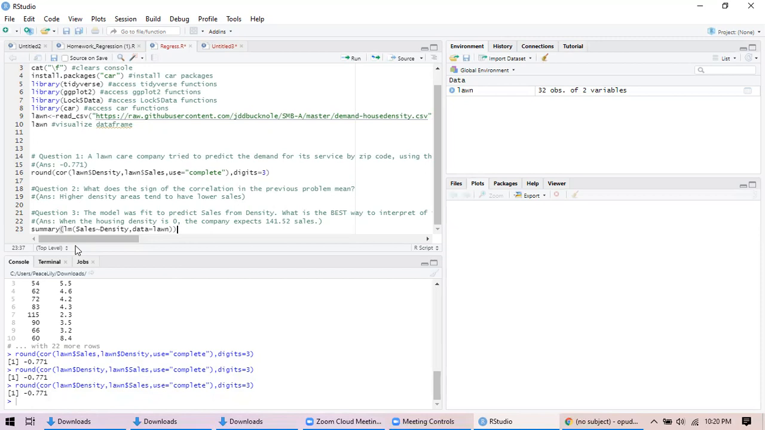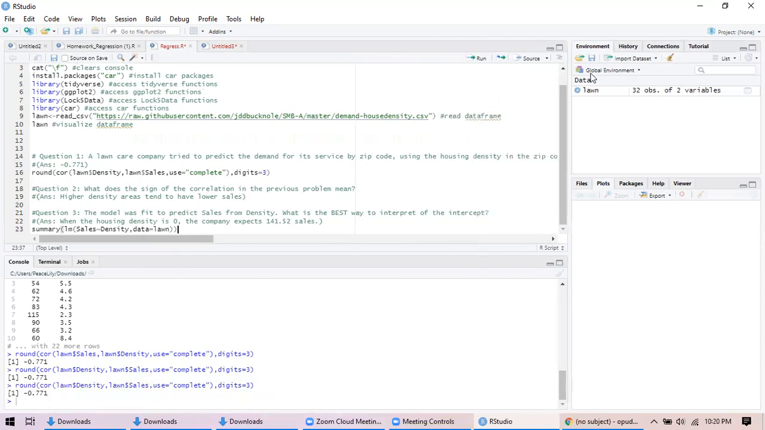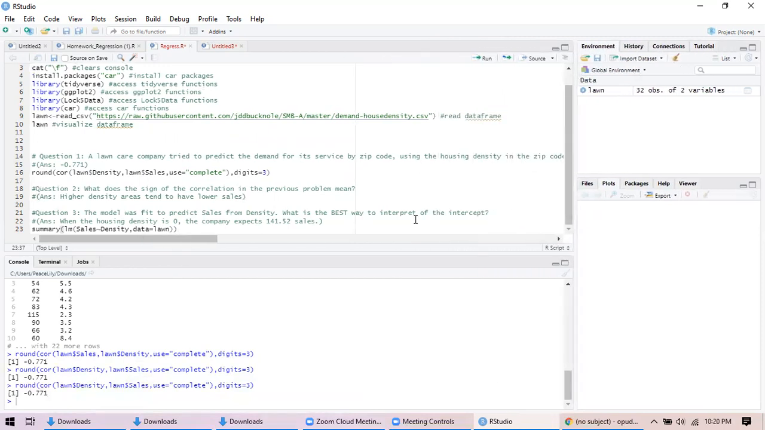So what is this question asking? The model was fit to predict sales from density. What is the best way to interpret... oh, it's not a long one. I thought it was a long one. So, the intercept? Okay, so this is kind of like the y-intercept, right? The intercept of your slope line.